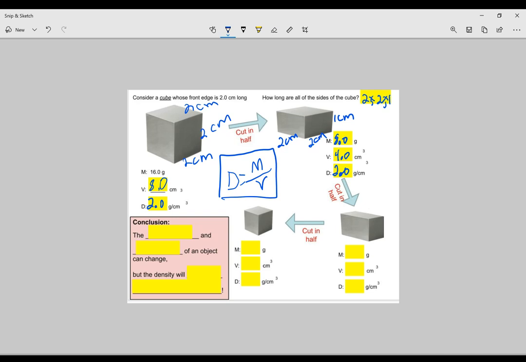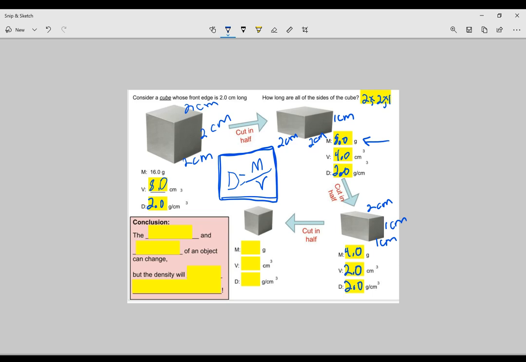Now I'm going to cut that piece in half yet again. When I cut it in half, this side is 2 centimeters, this side is now 1 centimeter, and this side is now 1 centimeter. So 2 times 1 times 1, my volume is 2.0 cubic centimeters, but I just cut it in half. It was 8.0 grams, now it is 4.0 grams. Density equals mass divided by volume. I'm going back to my density formula. 4 divided by 2 is 2.0. Well, look at that. 2.0, 2.0, 2.0.